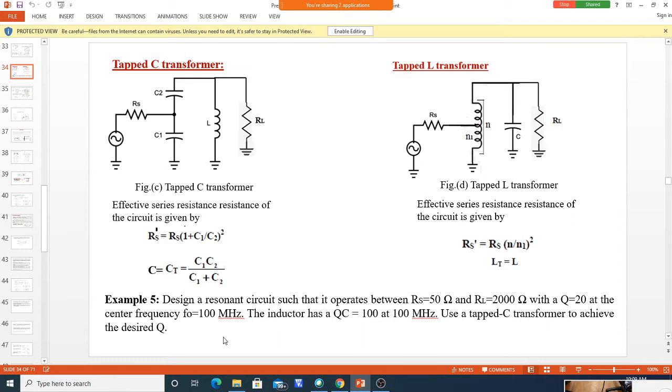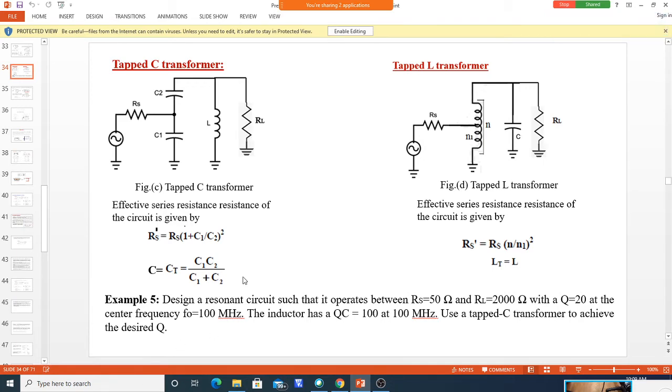Okay. Design a resonant circuit such that it operates between RS = 50 ohm and RL = 2000 ohm, 2K, and with a quality factor of 20 at the center frequency f0 = 100 megahertz. The inductor has a quality factor of 100 at 100 megahertz. Use a tapped C transformer to achieve the desired quality factor Q.